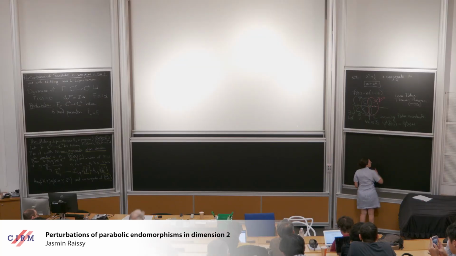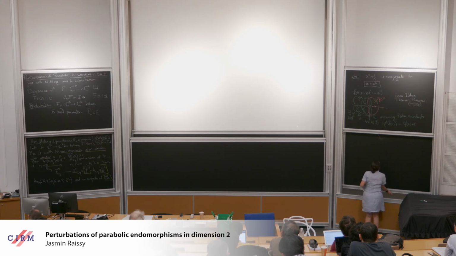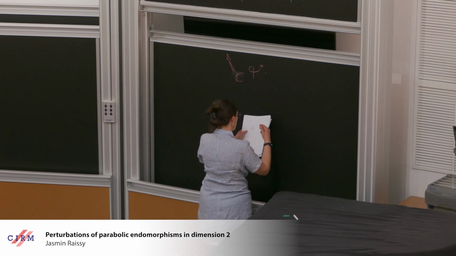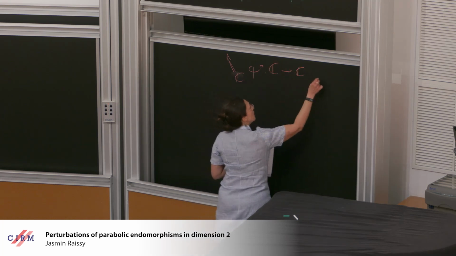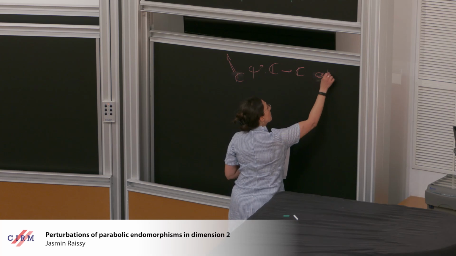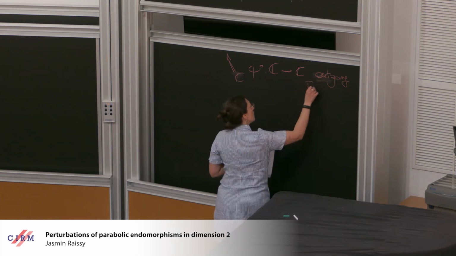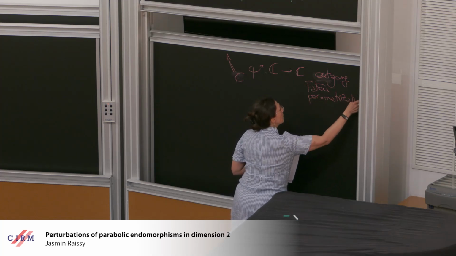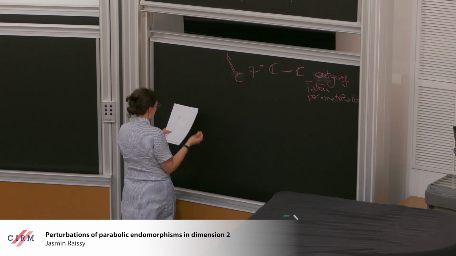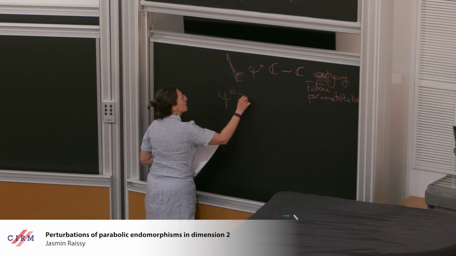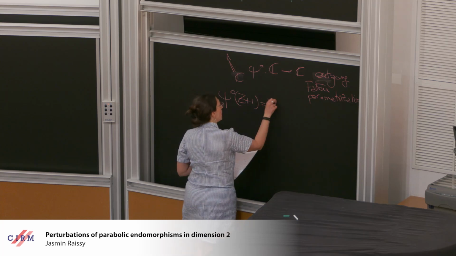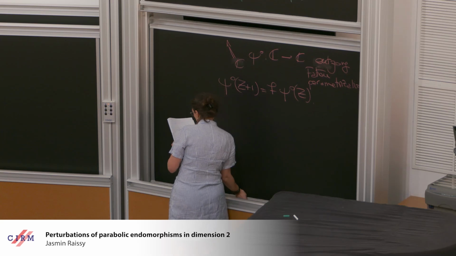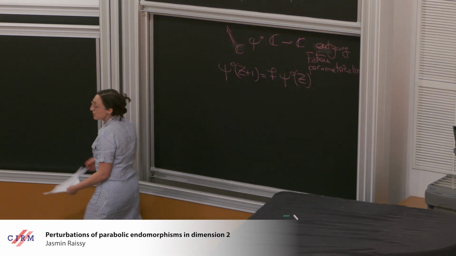So let me do it the other way around. There is also psi outgoing from C to C, the outgoing Fatou parameterization. And it's semi-conjugating, again, with the translation by 1, meaning that psi outgoing of z plus 1 is equal to f of psi outgoing of z. Okay? All right. So now what happens if I perturb this situation?